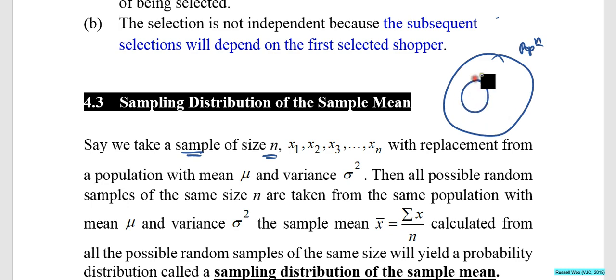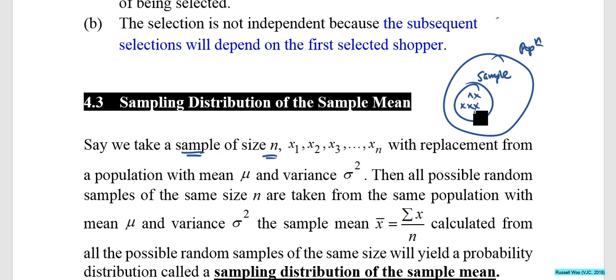I take a small sample of size n. Maybe n equals 5 or something, doesn't matter. You take one sample, 1, 2, 3, 4, 5. Example only. Let's say n equals 5, with replacement from a population of a certain mean and a certain variance. So far so good.